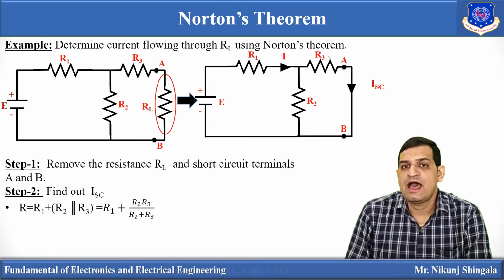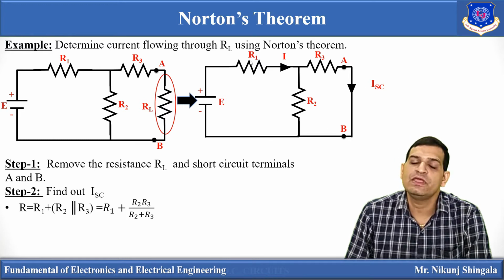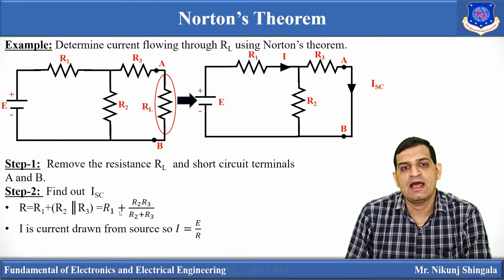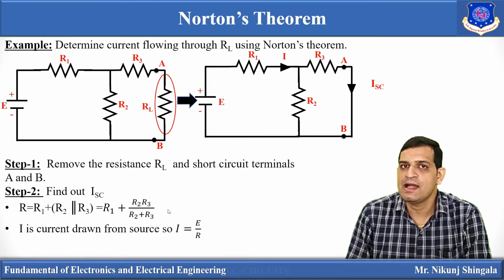So we can say R3 and R2 are in parallel, and this parallel combination is in series with R1. So R is equal to R1 plus R2 parallel R3. That is nothing but R1 plus R2 R3 divided by R2 plus R3. Now total current I can be found by applying Ohm's law. So I is equal to E divided by R, where R is the total resistance of the entire network.